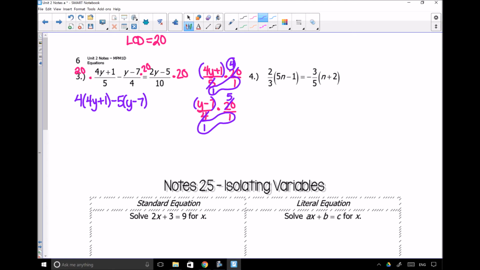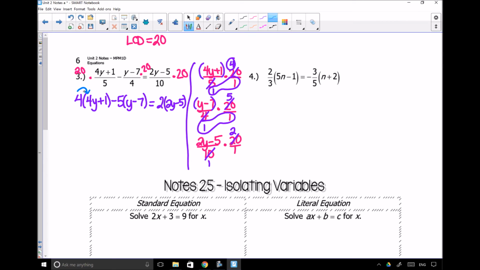Okay? All right, let's do the last fraction. The last fraction says (2y minus 5) over 10, and I'm going to multiply this by 20 over 1 again. So what are 10 and 20 both divisible by? They're both divisible by 10. 10 divided by 10 is 1. 20 divided by 10 is 2. So I end up getting 2 times (2y minus 5). Okay, now that I've done that, I'm going to solve my equation like a normal equation.